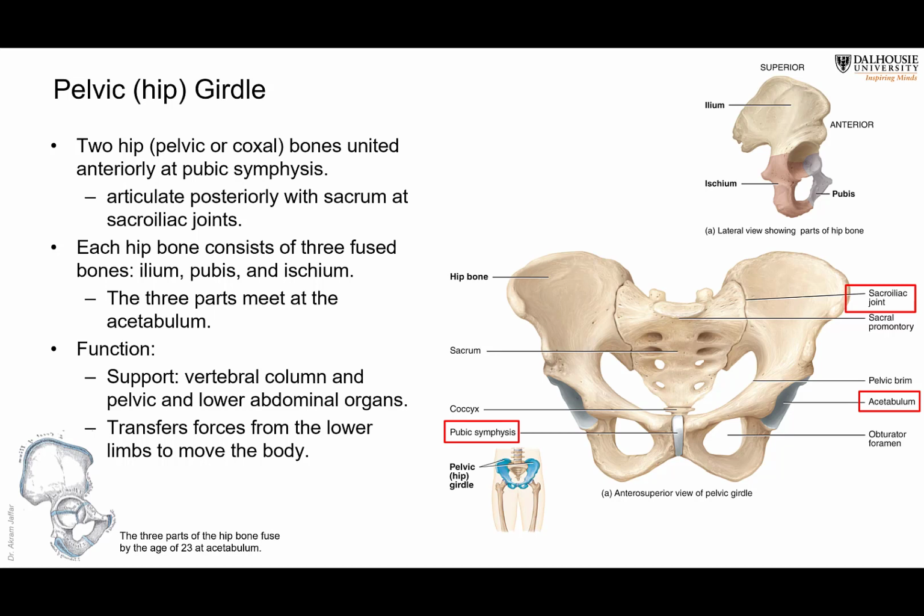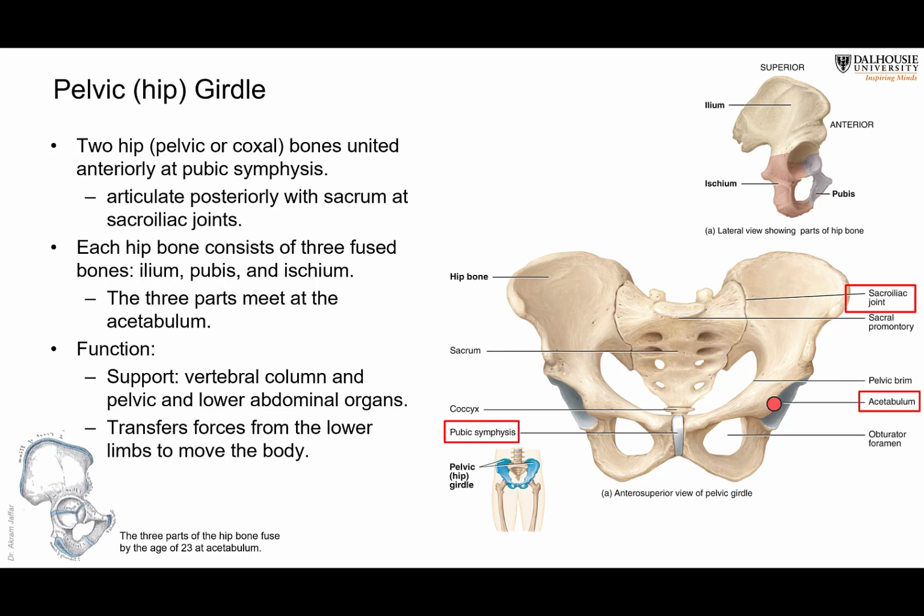Let's deal with the pelvic girdle or the hip girdle. This is formed of 2 hip bones or the pelvic bones. They articulate posteriorly with the sacrum. Remember I mentioned that the shoulder girdle does not articulate with the vertebral column, but is connected to it by muscles to provide more freedom of movement. Here, the pelvic girdle is attached to the vertebral column, to the sacrum, and the joint is called the sacroiliac joint.